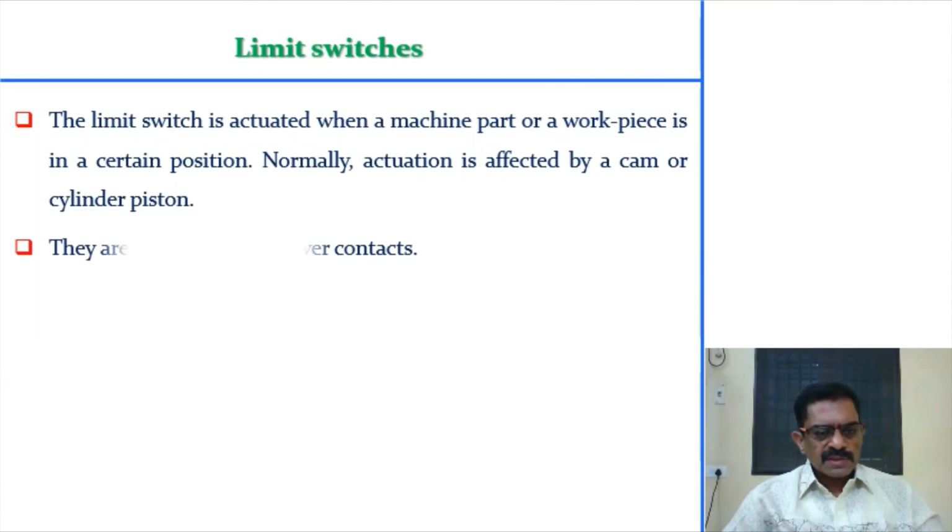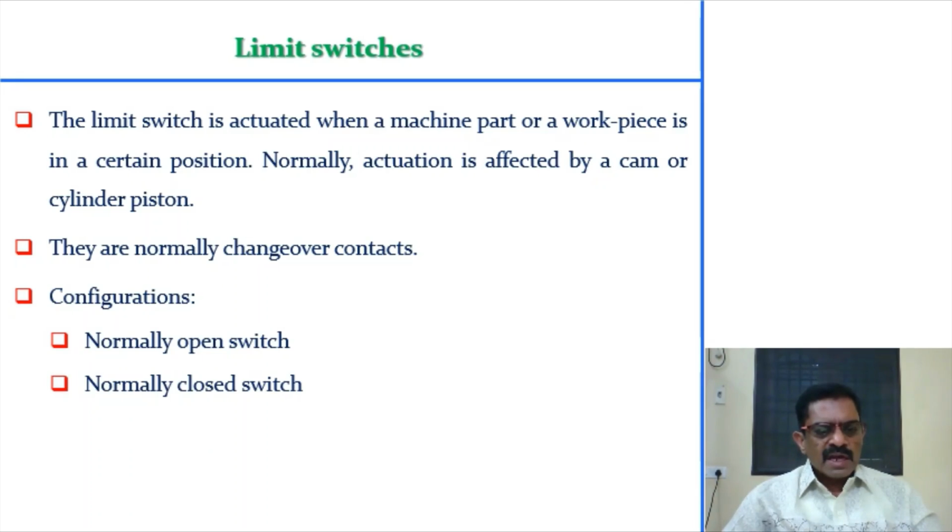So limit switches. The limit switch is actuated when a machine part or workpiece is in a certain position, so the position can be known with this limit switch. Actuation is effected by a cam or cylinder piston. They are normally changeover contacts. In configurations, you can see a normally open switch, a normally closed switch, and a changeover switch. Normally changeover contacts are popularly used in limit switches.